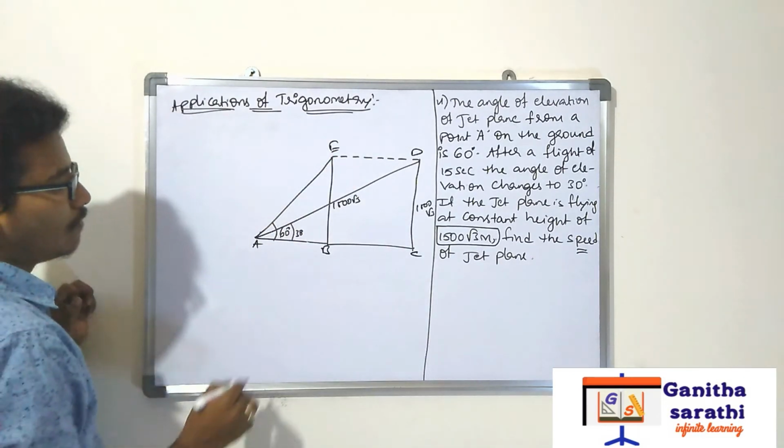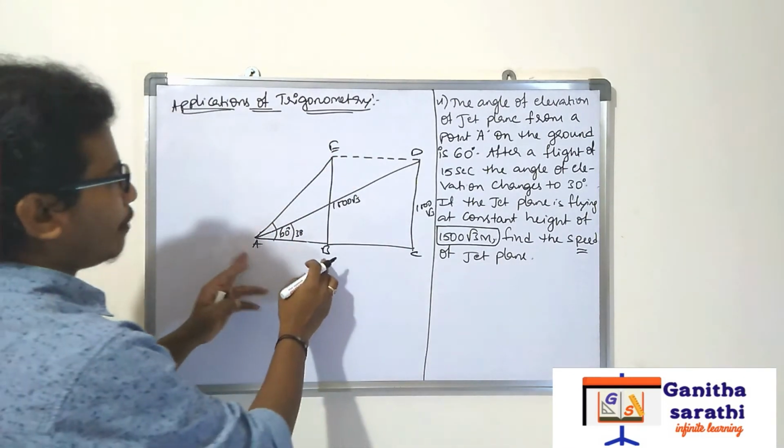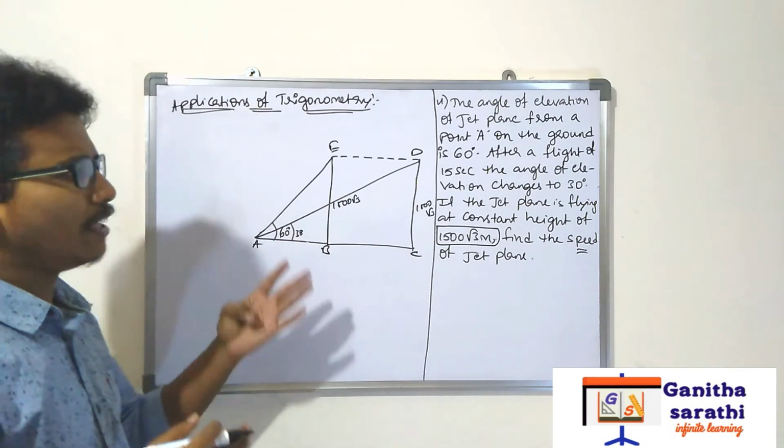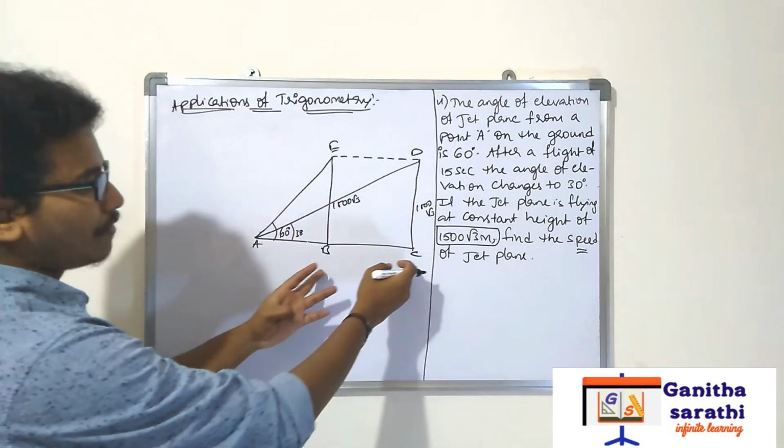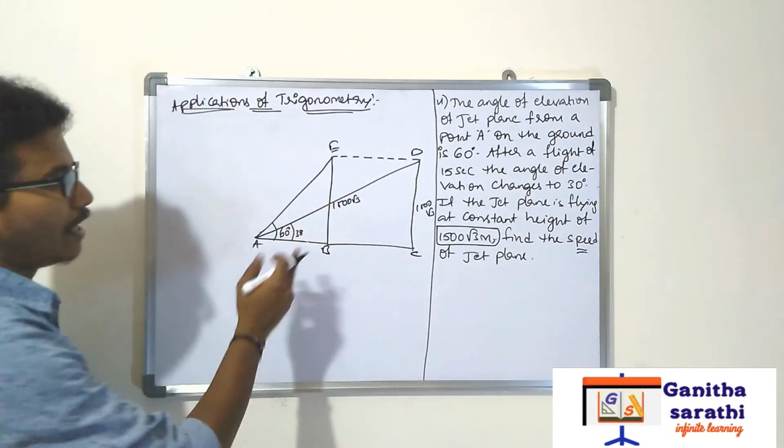Okay, now first find the AB value. What do we have to find first? We have to find the speed of a jet plane. First find the AB value, afterwards we will find the BC value, and then we will find the speed.